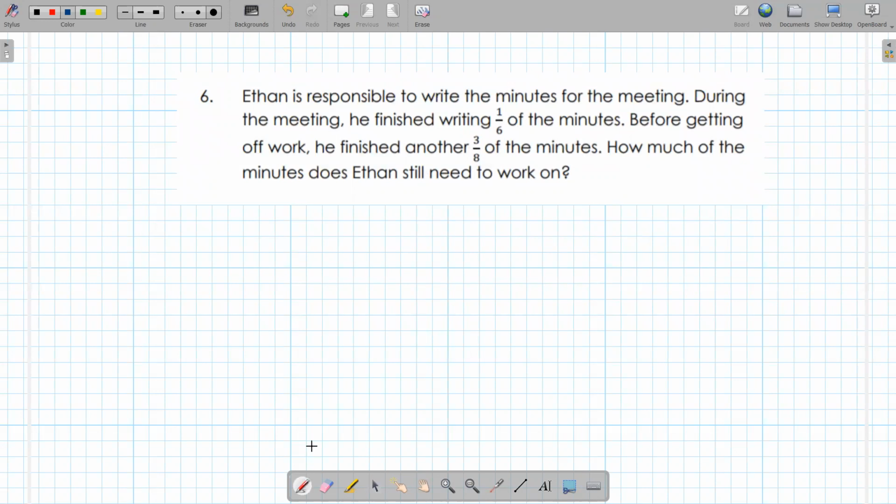Ethan is responsible to write the minutes for the meeting. I'm not sure what that means. During the meeting, he finished writing 1/6 of the minutes. Before getting off work, he finished another 3/8. How much of the minutes does Ethan still need to work on?